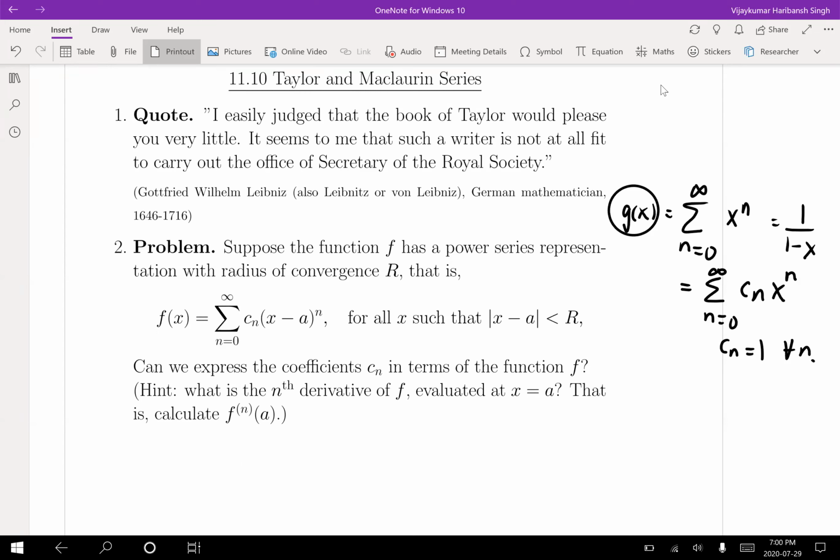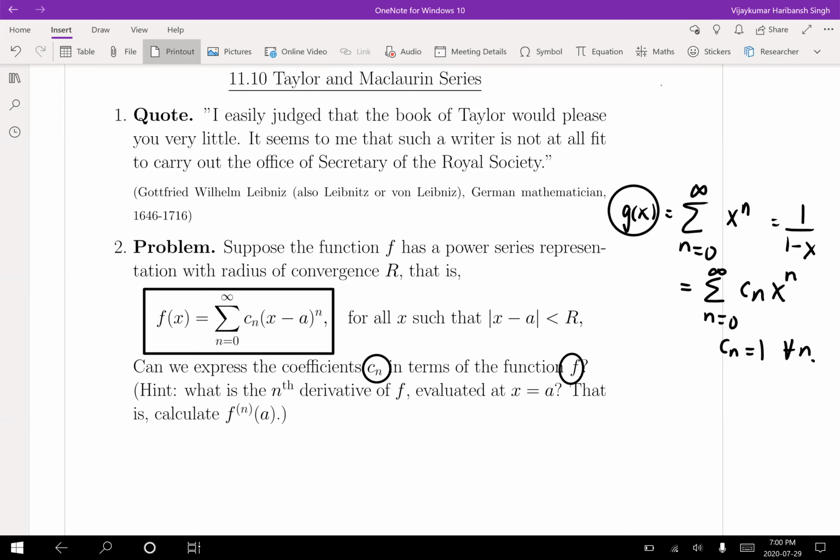So now the goal is to be able to write your function f of x as the summation n equals 0 to infinity of cn times x minus a to the power n, for some a. And this should be valid for all x with absolute value of x minus a less than r. So you start with a function which has a power series representation like this, and this is equal for all x minus a less than r.